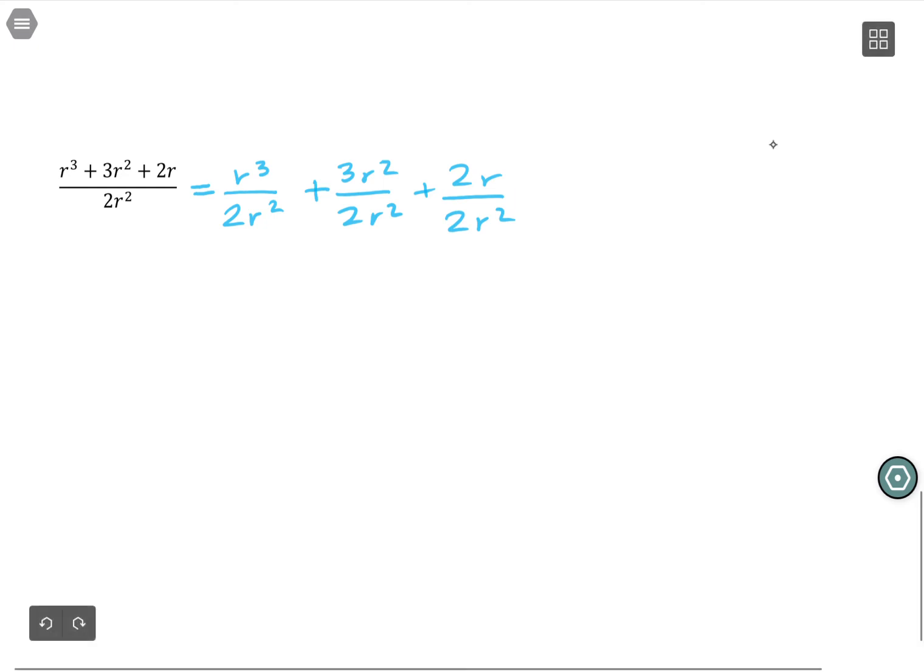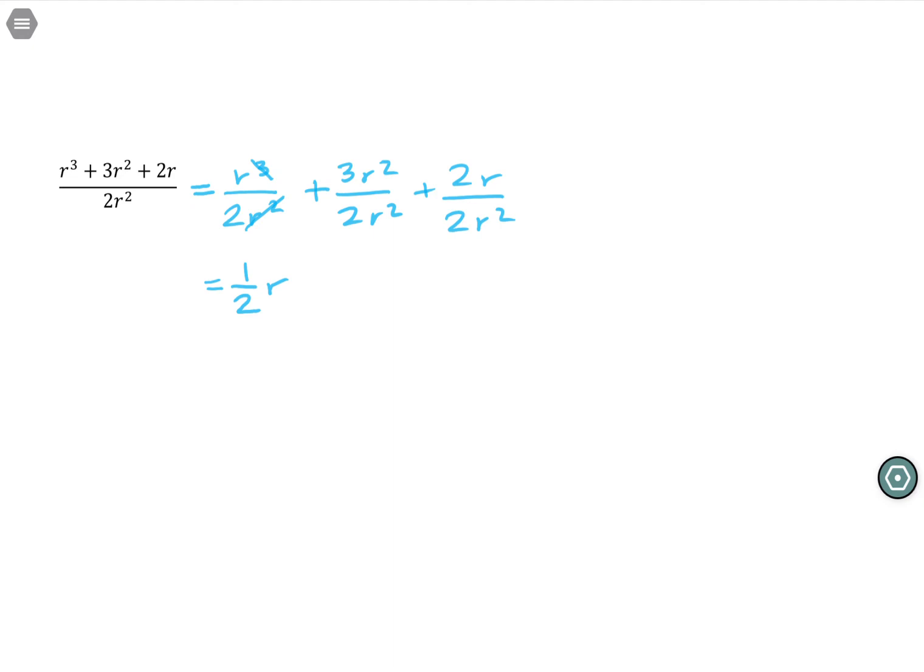So in the first fraction, I can cancel out an r squared, which means there'll only be a single r left in the top. So I have r over 2. Remember that that's the same as 1/2 r. You can write it either way. I don't have a preference. I really need you to know that they're the same. Otherwise, you won't always deal with one or the other of those correctly, maybe both of them.